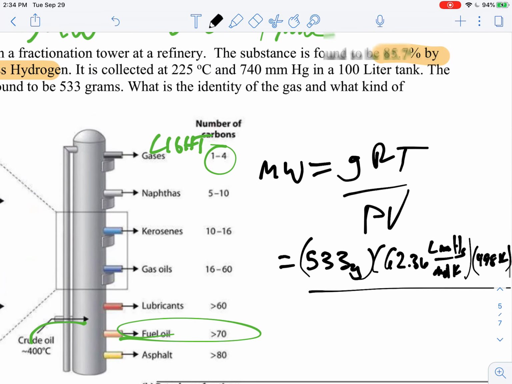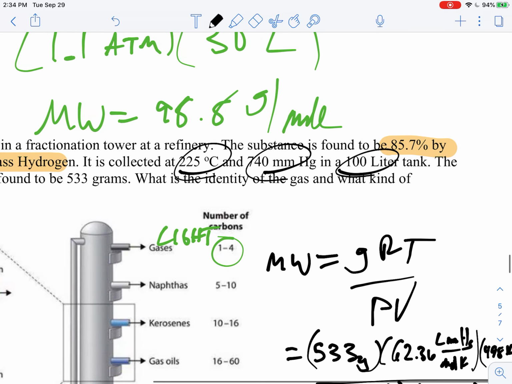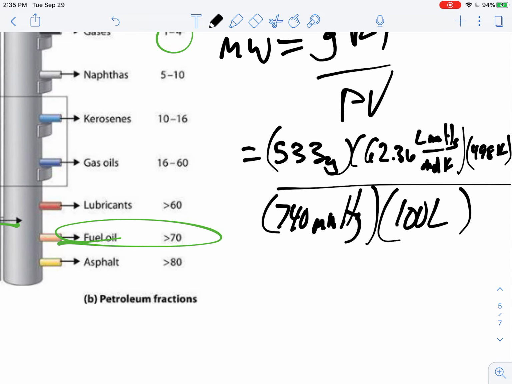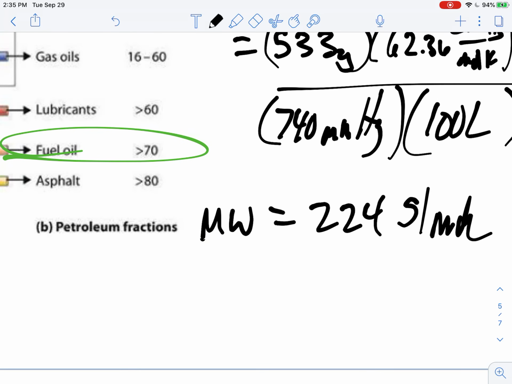And then I got to divide that by the PV. So my P is 740, a little bit less pressurized, and my volume was a 100-liter tank. Again, all of these things are here in the problem that they give you. Again, can't be in Celsius, you got to be in Kelvin. So all I have done is I have taken each of these and plugged them in. If you plug all of this in, 533 at 62.36 at 498 divided by your 740 and your 100 liters, you should get about 224 grams per mole as the molar weight of this gas.